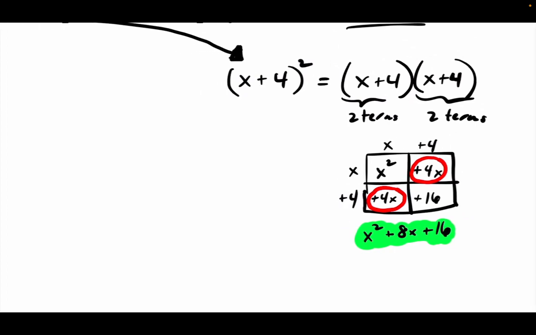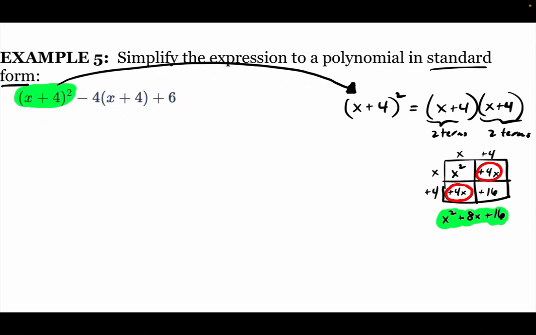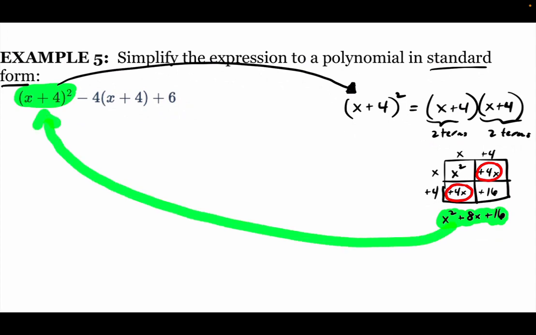That is the same thing as the original green. They are the same thing. One's just multiplied and one's not. So what I'm going to do is move this guy back in, because it's the same thing. So x squared plus 8x plus 16. No more parentheses, no more exponent outside the parentheses.